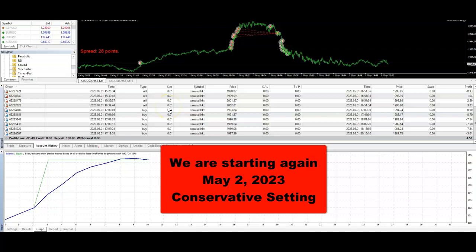Again, that's why it's important to test, retest, adjust, test, and retest.